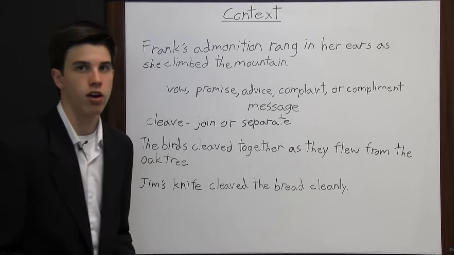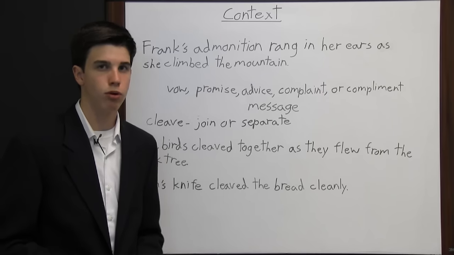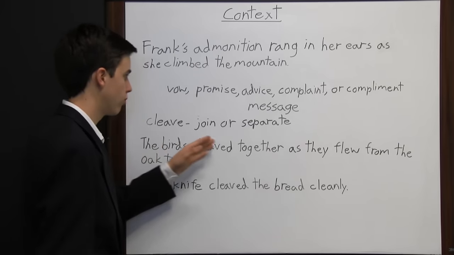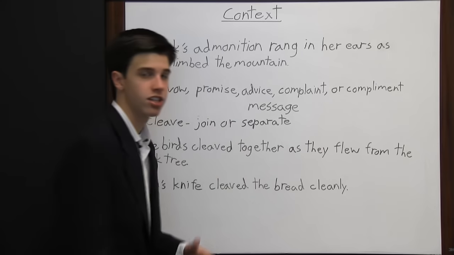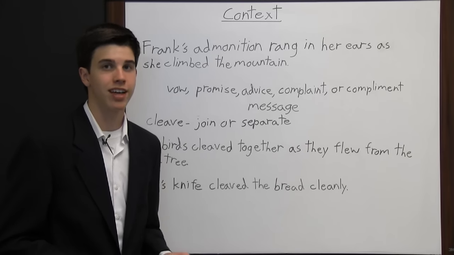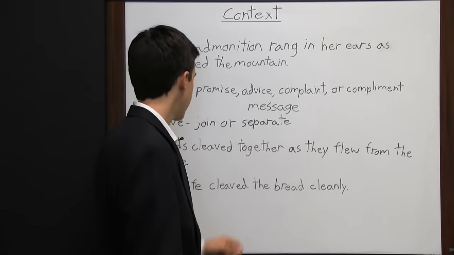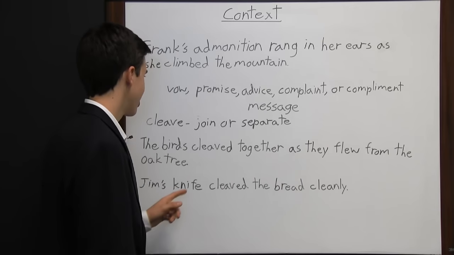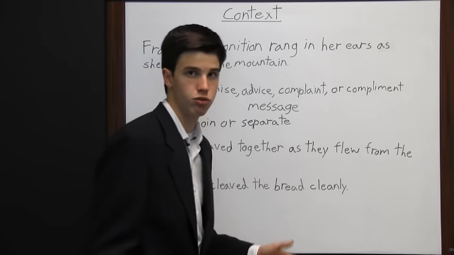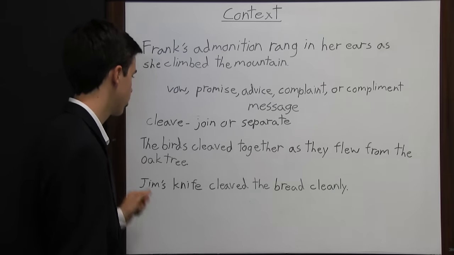Another example of words that are hard to determine the meaning of in context are words that have multiple meanings. So like take the word cleave, for example. It can mean join or separate, which are total opposites. So how do you determine when the word means what? Well, the best thing to do, again, is substitution. You have two meanings here, join or separate. So every time you see cleave in a sentence, you can substitute the word cleave for join or separate and see which one makes sense. So this sentence says the birds cleaved together as they flew from the oak tree.